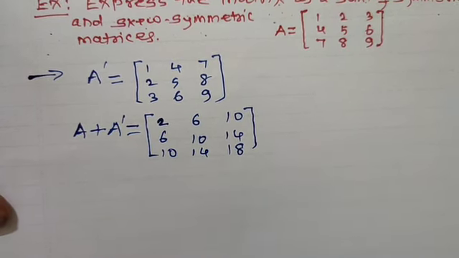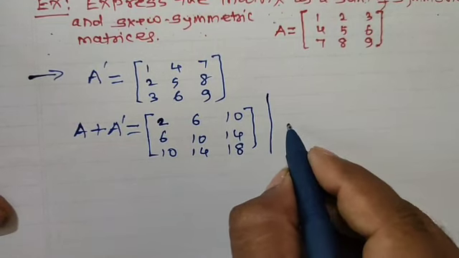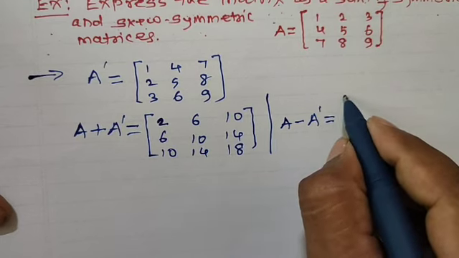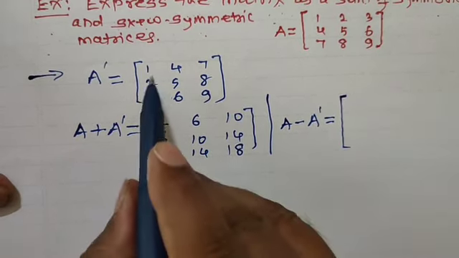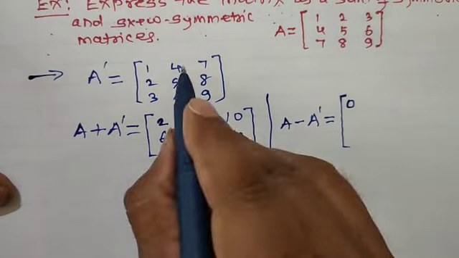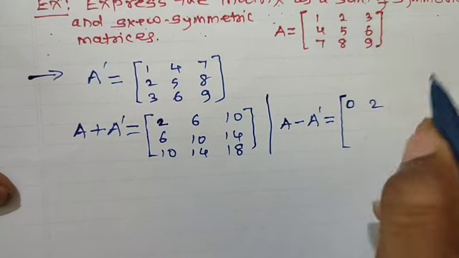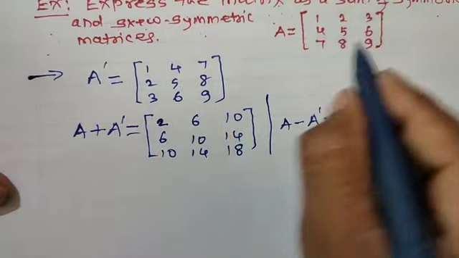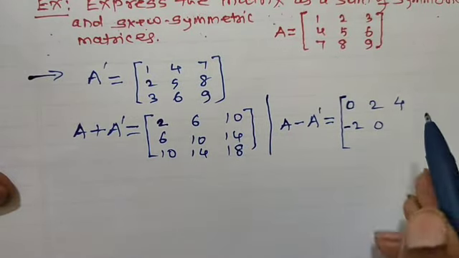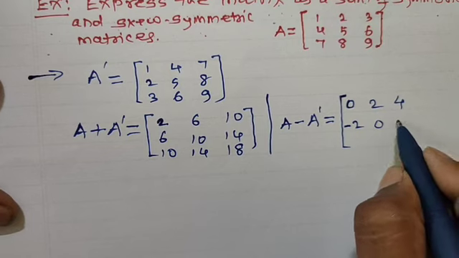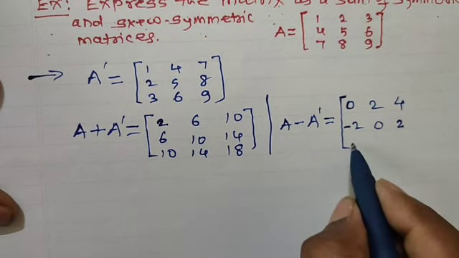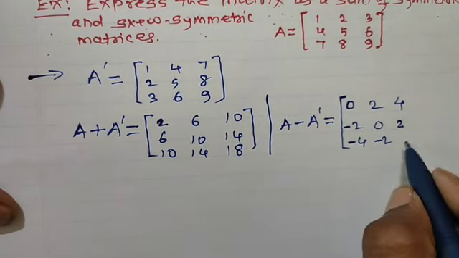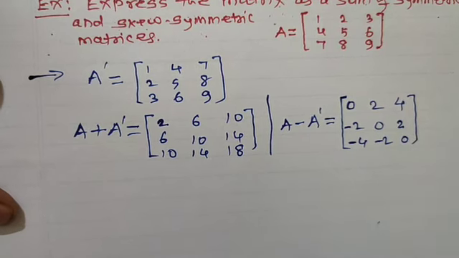Now we have to find out A minus A dash. A minus A dash is equal to subtracting transpose of A from matrix A. That gives 1 minus 1, 0. 4 minus 2, 2. 7 minus 3, 4. Then 2 minus 4, minus 2. 5 minus 5, 0. 8 minus 6, 2. Then 3 minus 7, minus 4. 6 minus 8, minus 2. And 9 minus 9, 0. This is A minus A dash.